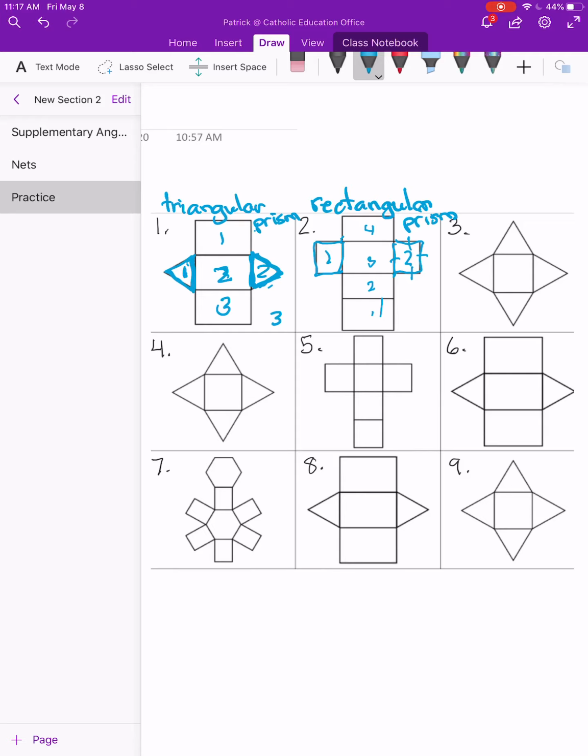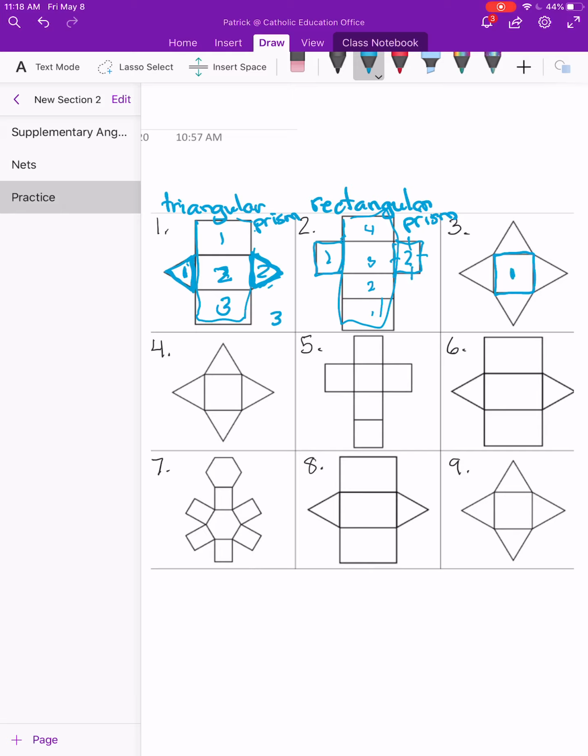Draw this in your book the best you can, and then pause the video and come back and see if you got it right. All right, so this one, I see lots of triangles in this one. These ones, I have lots of rectangles. Okay, but this I have lots of triangles. I have one shape, and then the rest are triangles. So this is probably going to be a pyramid.